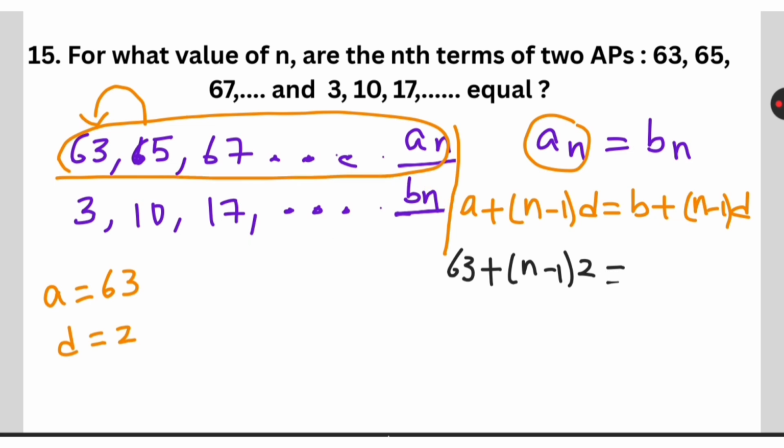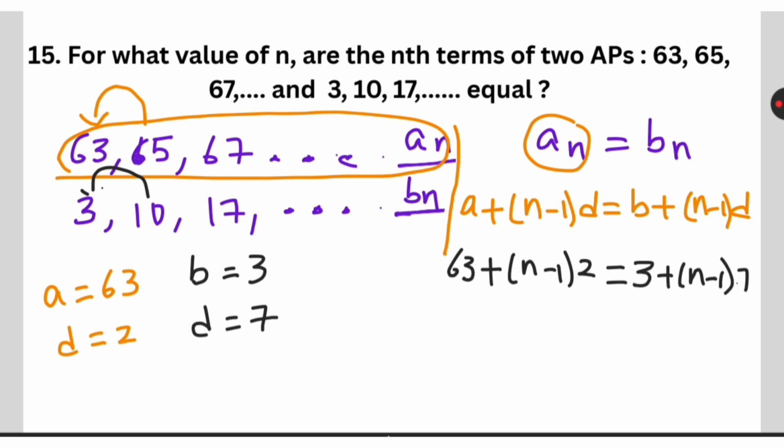For the second arithmetic progression, what is the first term? What is b? 3. What is the common difference? 10 minus 3, which is 7. So here the first term is 3, plus n minus 1 into the common difference 7. So let's simplify and find out the n value here.